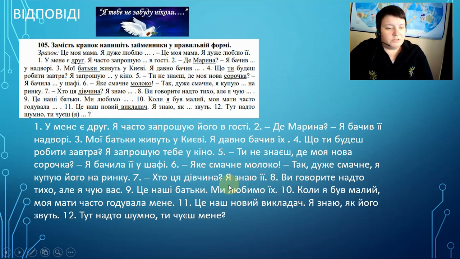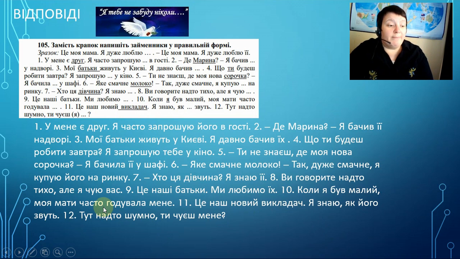Хто ця дівчина? Who is this girl? Я знаю її. I know her. So again, дівчина we replace with її. Grammatically feminine, дівчина. Ви говорите надто тихо, але я чую вас. You speak too quietly, but I hear you. So again, ви, вас. Yes. We replace to accusative. Це наші батьки. Ми любимо їх. These are our parents. We love them. Parents, them, їх, in accusative.